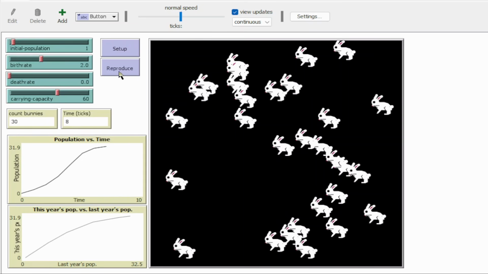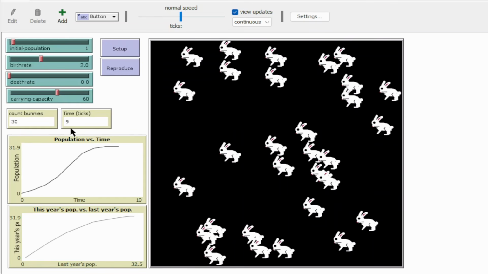And let's just push this one more time, and at time 9 we still have 30 rabbits. Now let's check these and see how they are different. The first one is the relationship of last year's population to this year's population. As you can see, it is not a line anymore. Rather, it's similar to a logarithmic function.